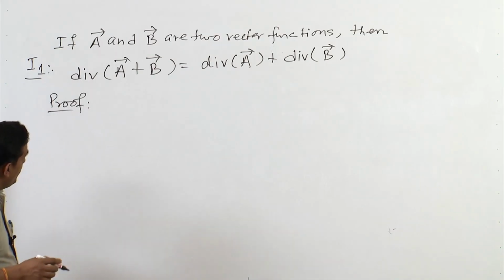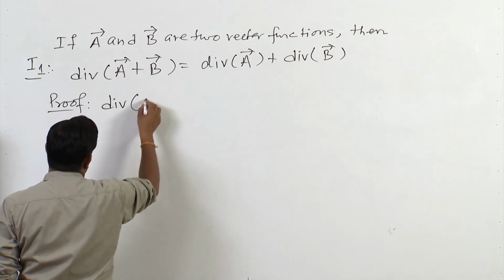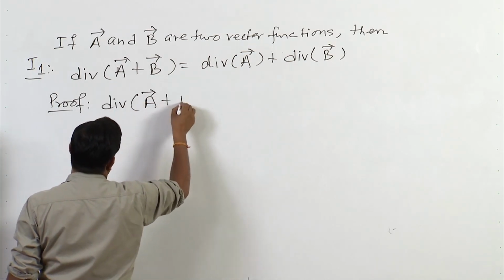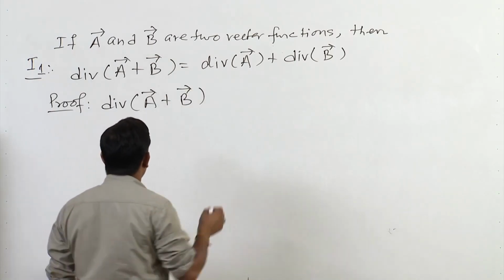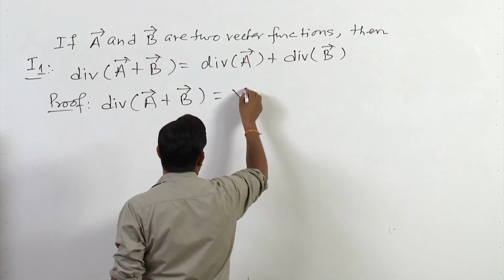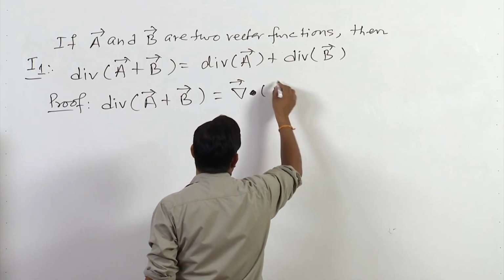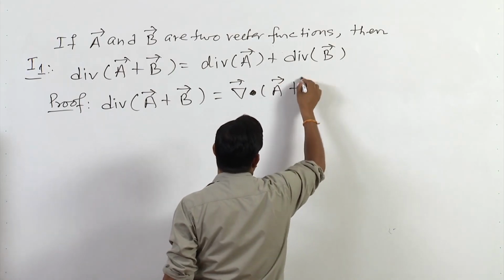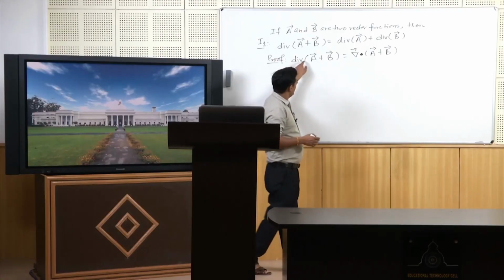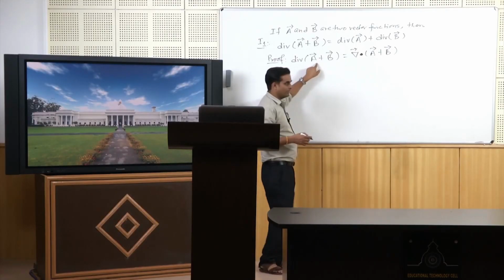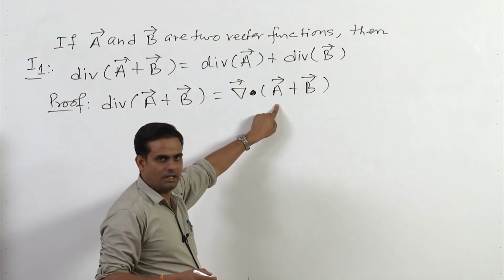Let us see the proof of it. So, divergence of A plus B will become del operator dot product with the sum of these two vector functions. So, we need to prove that divergence of vector A plus B equals del dot A plus B.